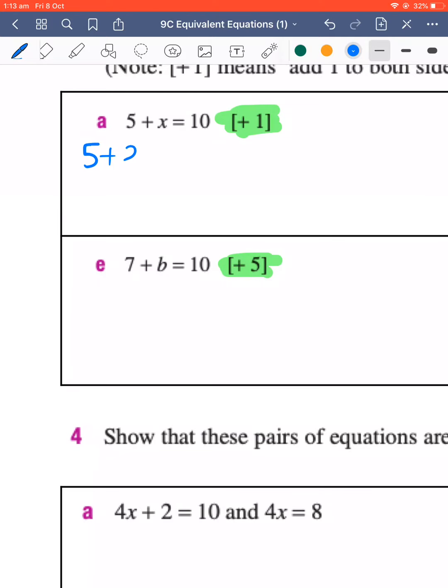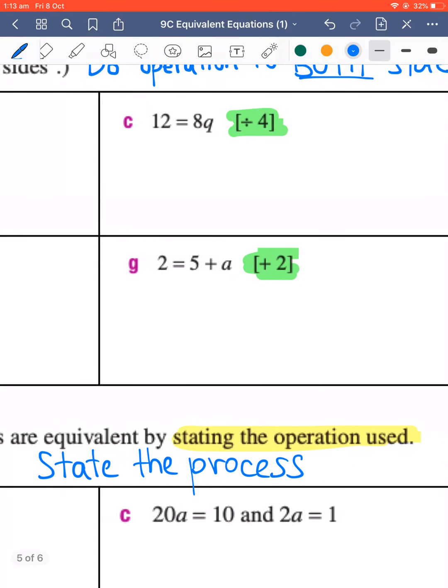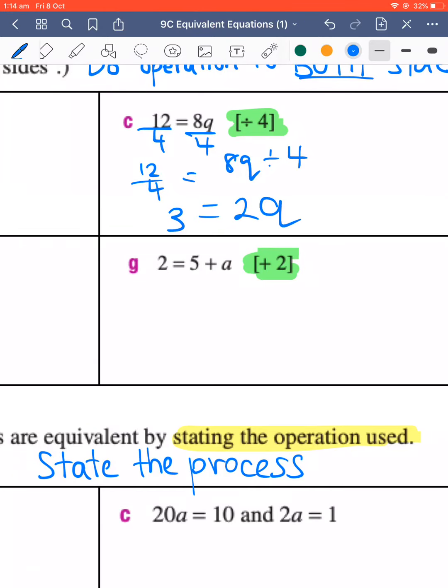So 5 plus x, and then I've added my 1 because it's telling me to do that, equals 10 plus 1. So I end up with, when I simplify, x plus 6, or 6 plus x, equals 11. Done. Hopping on to C. Next, I am dividing by 4 on both sides. So 12 divided by 4 gives me 3 on that side. And then I have 8q divided by 4 gives me 2q.